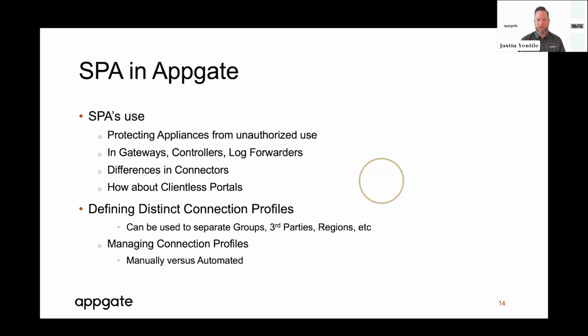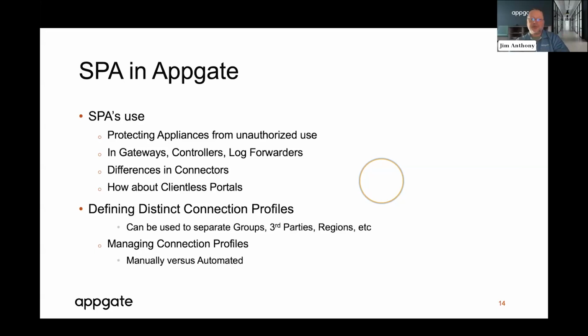And that way there, if you ever sever ties with one of those partners, you can very quickly and easily disable that partner's SPA key, and they wouldn't even be able to see your appliances anymore, let alone try to authenticate. And so that's really kind of the gist of how we use SPA within AppGate.